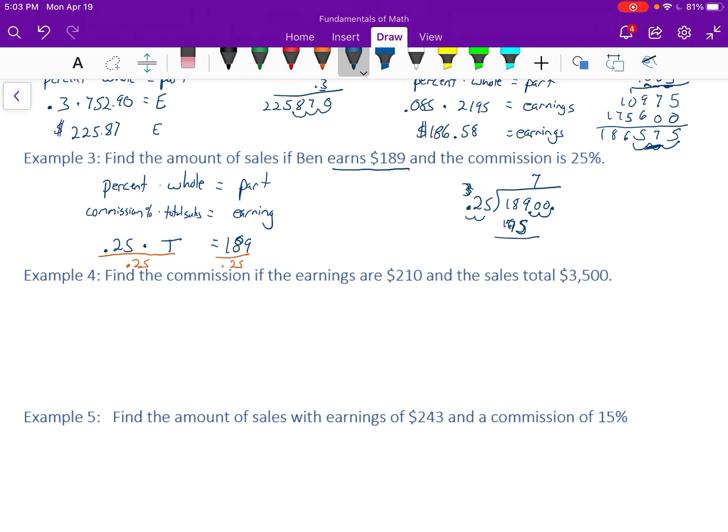So now we subtract. 9 minus 5 is 4. 8 minus this very messy 7 is 1. And then 1 minus 1 is 0. We bring down a 0. 25 into 140. It's 5 times.